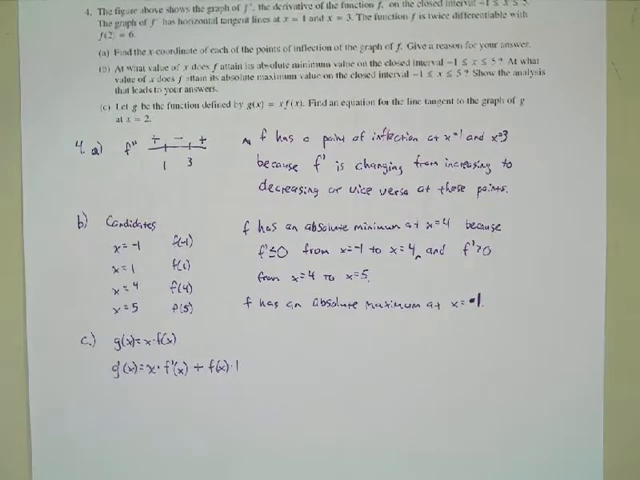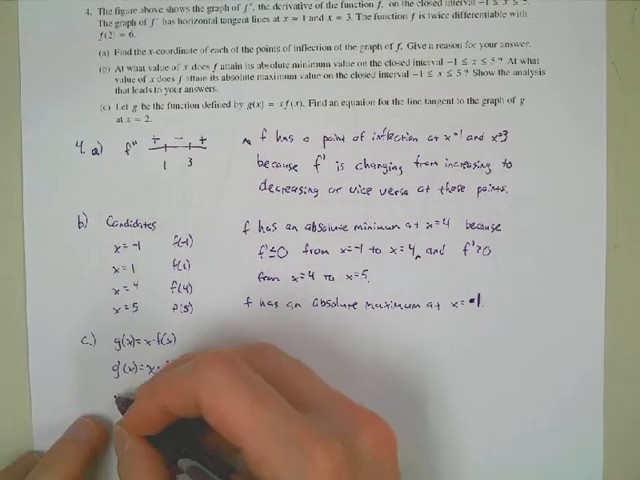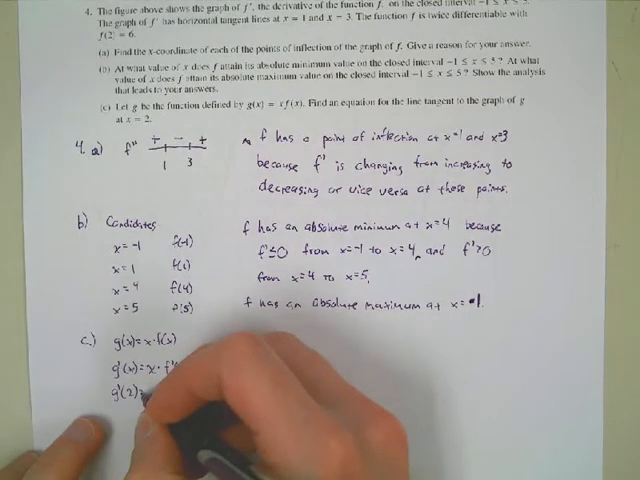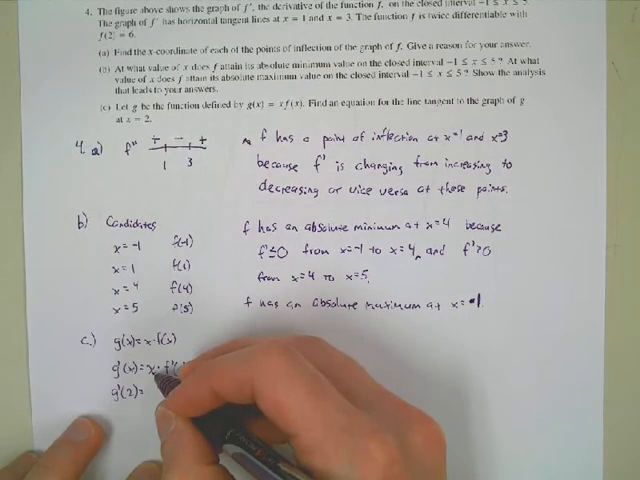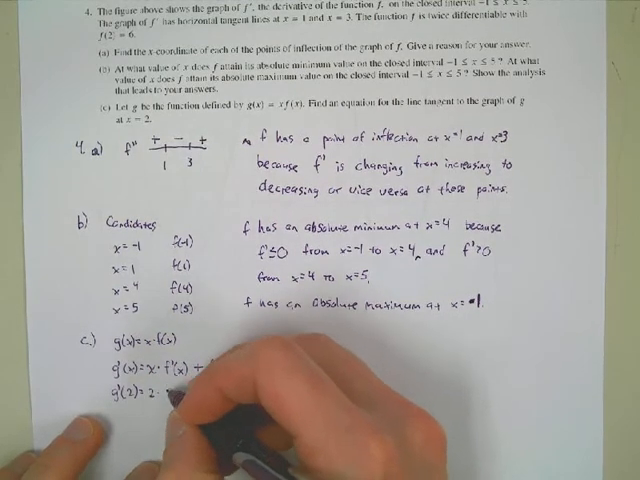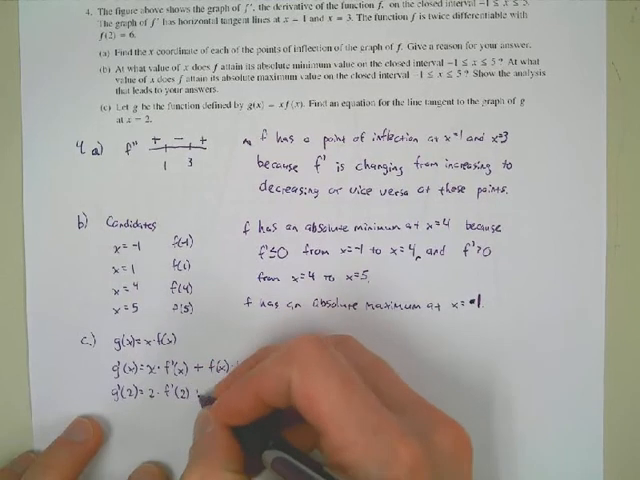And I want to specifically find g prime of what? I want to find the slope at 2. So I'm going to find g prime of 2. All right, oh, that's easy. What's x got to be then? 2 times f prime of 2 plus f of 2 times 1.